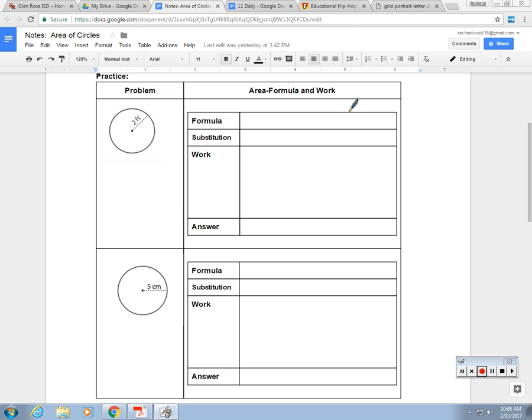So whenever you're multiplying like 3.14 times 4, wait, hold on one second. What part of the circle do we know? That's our radius. So we know that the radius is equal to 2. So what's our substitution line going to look like? A equals 3.14 times 2 to the second power.